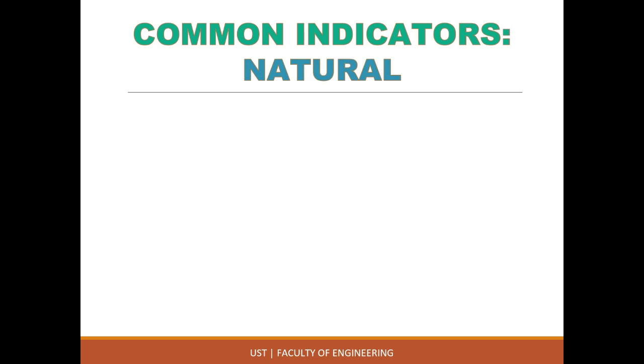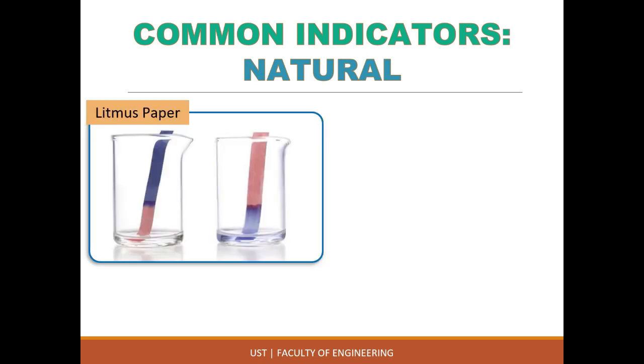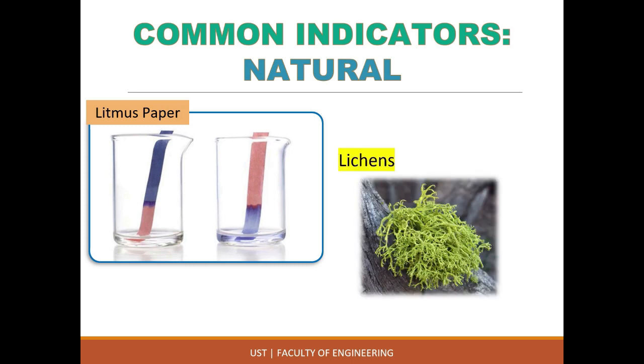First, natural indicators. As the name suggests, these indicators are obtained from natural sources. One of the oldest forms of pH indicator is litmus paper. It is derived from lichens, which are composite organisms that arise from algae or cyanobacteria living among filaments of multiple fungi species. If you remember, an acid turns blue litmus paper to red, while a base turns red litmus paper to blue. Another natural indicator is red cabbage.